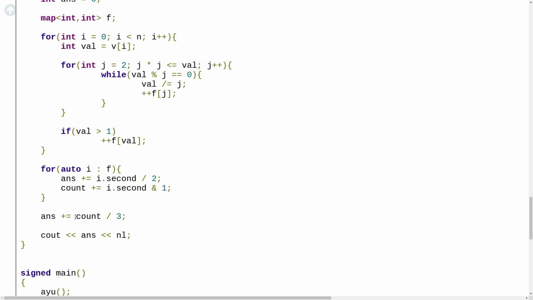At the end, I'll just add count by 3 to my answer, since I need 3 prime numbers to make a strongly composite number, so that I can take them in groups of 3. At the end, I can just print my answer. So this would be the final solution of the last problem of this particular discussion.